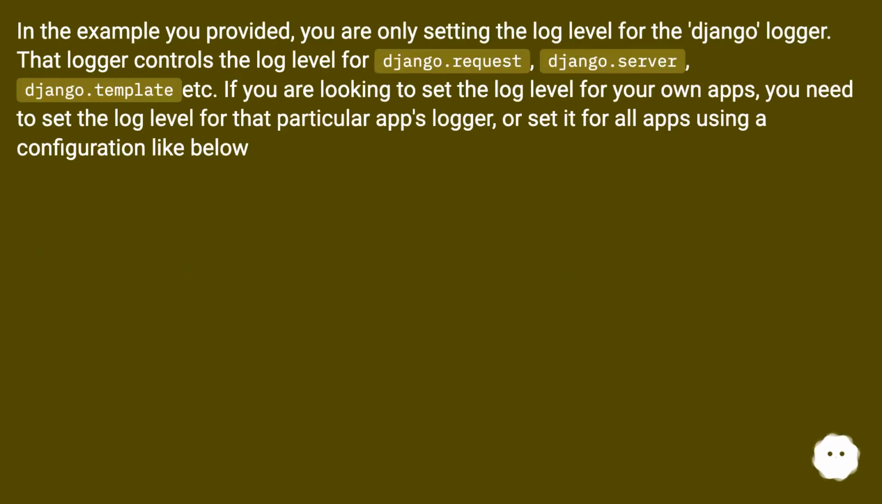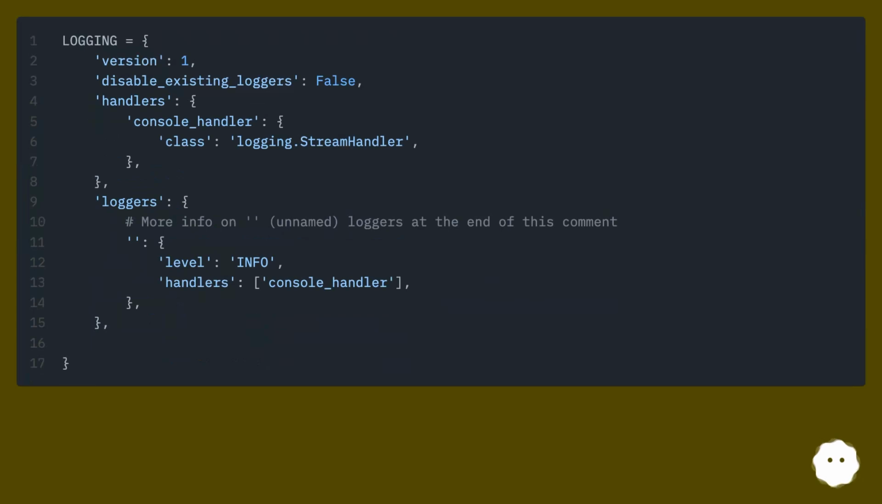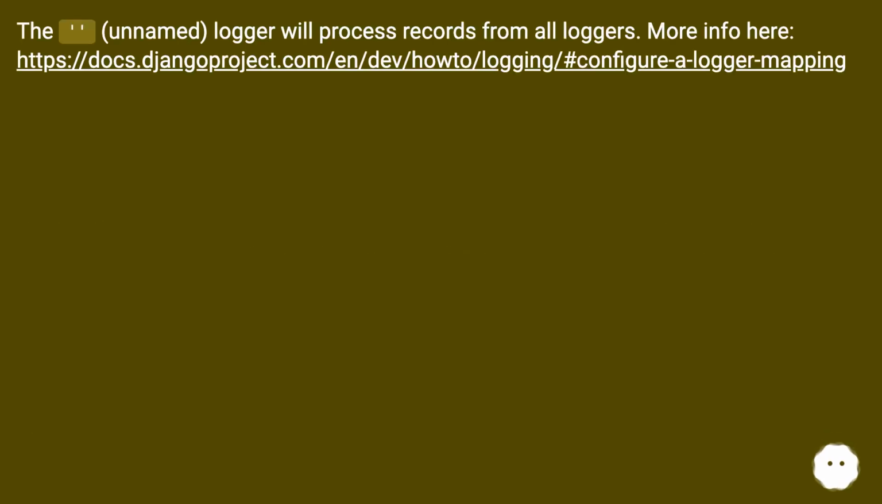In the example you provided, you are only setting the log level for the django logger. That logger controls the log level for django.request, django.server, django.template. If you are looking to set the log level for your own apps, you need to set the log level for that particular app's logger, or set it for all apps using a configuration like below. The unnamed logger will process records from all loggers. More info here, this URL.